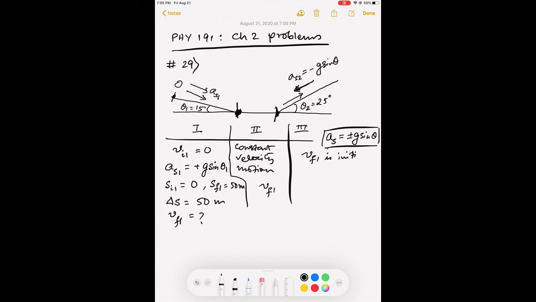and that will be the initial velocity here. Final velocity is 0, and you already saw that acceleration, if you call it aS2, should be minus g sine theta 2. Okay, so g sine 25 degrees.